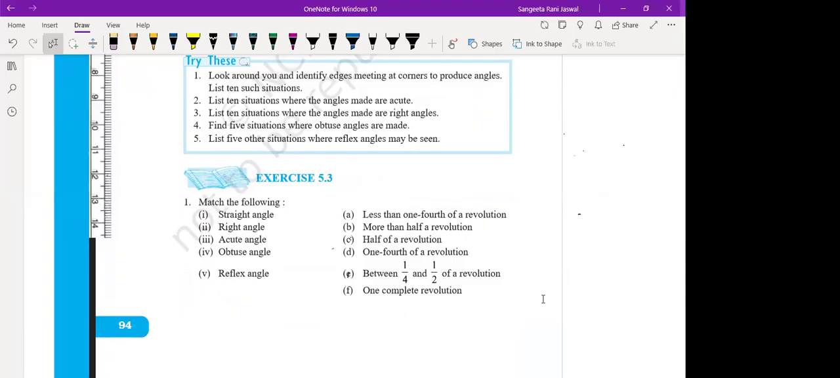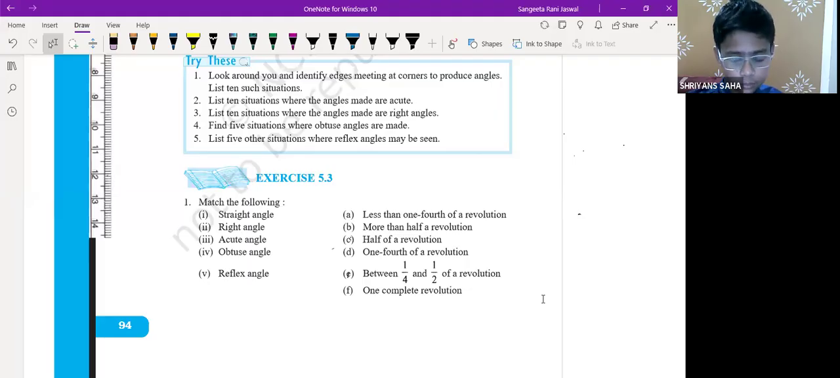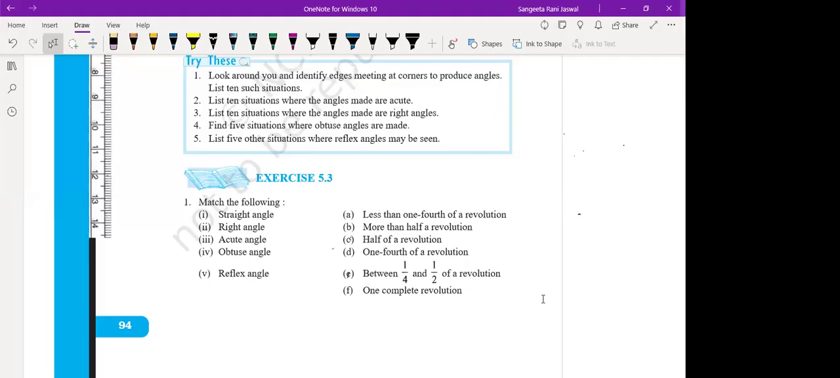One second, children. We'll continue this in the next class. The class time is done now. We still have more exercises in this.